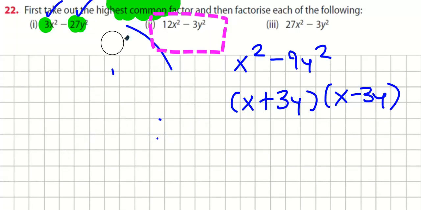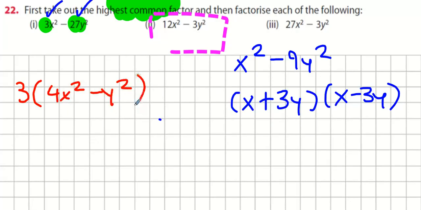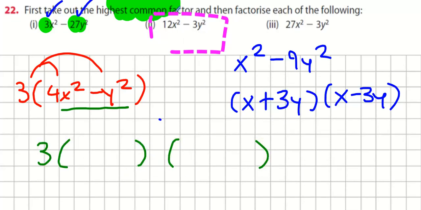Okay. What do you take out of it? You all took out 3. What do you get? Well done. I multiply it back out in my head. Does it match up? 3 times 4, 12, 3 times y squared, 3y squared. Now we're targeting this part here. What do you think? What did you get? But what you get after that? It's not done yet. You have to break up this part, the yellow part.